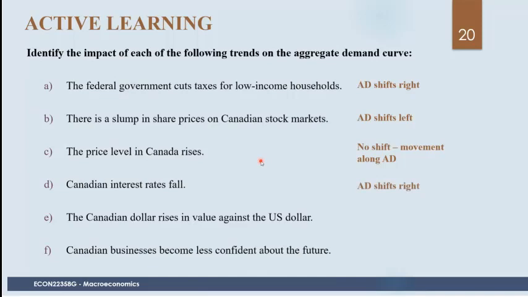If the Canadian dollar appreciates against the US dollar, how would that affect the aggregate demand curve? Anyone want to take a crack at that? Yes, that's right. So it would shift to the left here. And that's because our goods are more expensive now, so our exports will fall, but it'll be cheaper for us to buy from other countries, so our imports would increase. And what if Canadian businesses become less confident about the future? Well, we know that would shift it to the left, okay?